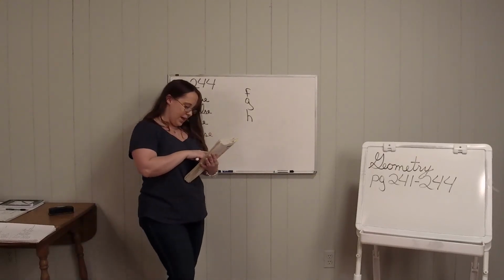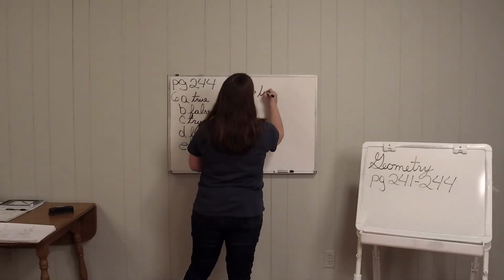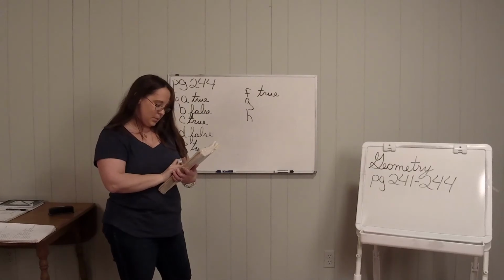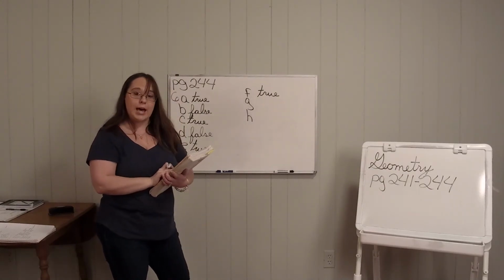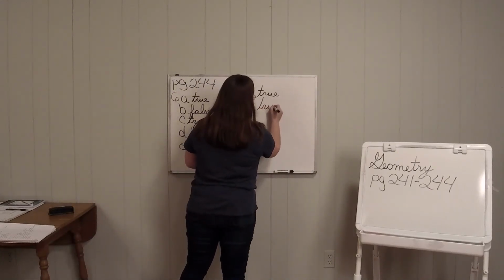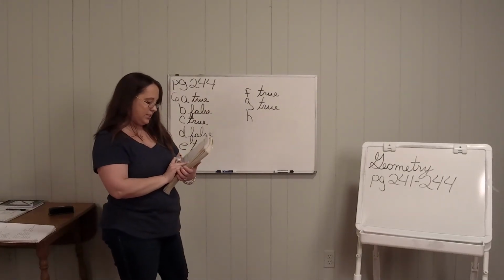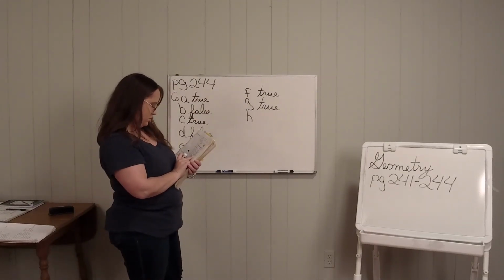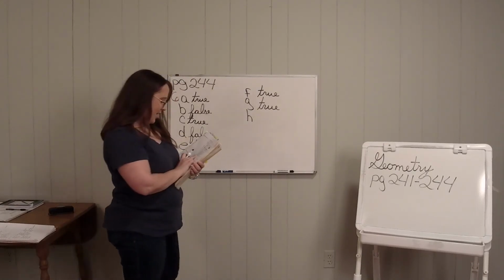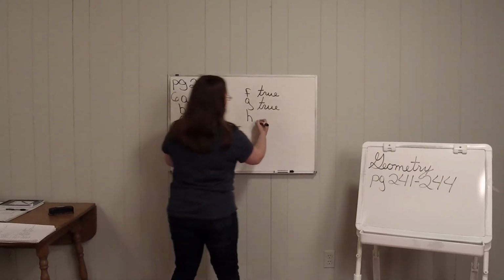Okay, F, a hexagon has a 5-sided polygon? Yes, it does. G, a rhombus is a parallelogram having 4 congruent sides, means all the sides are the same. That is true. And H, a triangle has 3 sides and 3 vertices. Whoa. I told you wrong on F. Let's go back to H though. A triangle has 3 sides and 3 vertices is true.